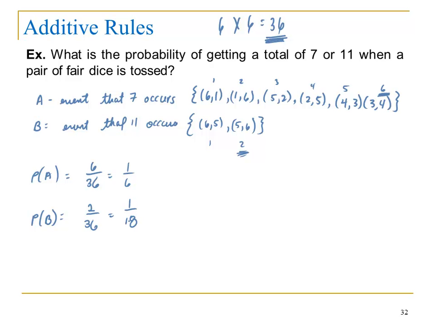Are we done? Yes, sir. How did you get 36 again? You have 2 dice, right? And you have 6 outcomes for one and 6 outcomes for the second one. Those are independent, so using the product rule, 6 times 6, 36. Good question. So this is using the product rule.